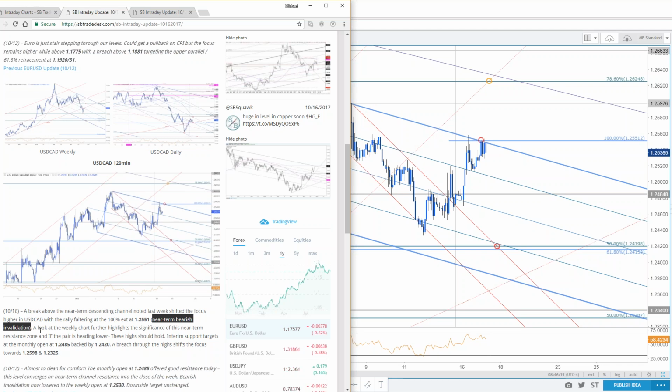Okay, oops, there's a typo here, guys. I just noticed 25.98 and then 26.25, not 23.25. I hope you picked that up. So I will edit that once I get out.